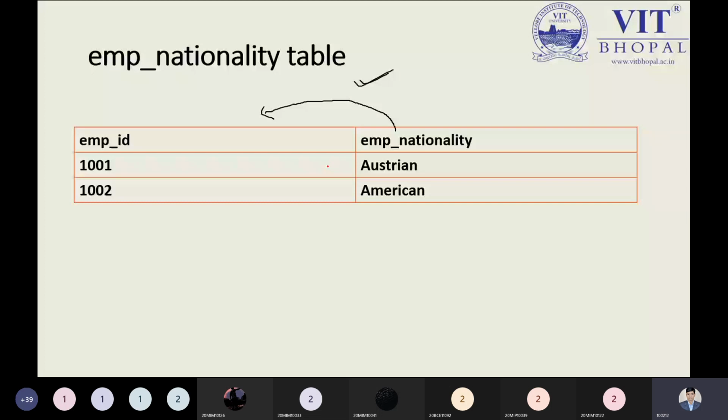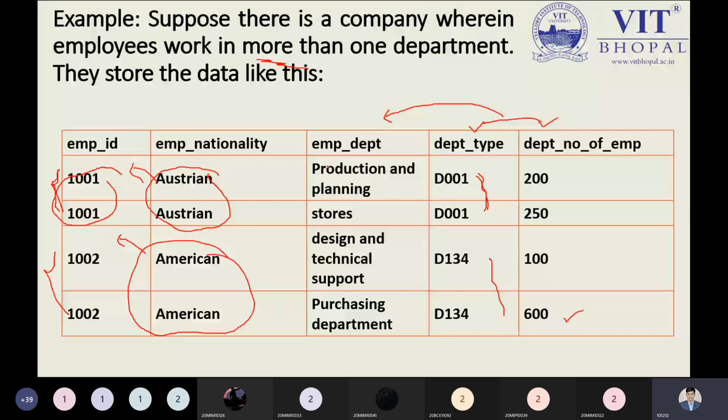So decomposition should be done properly. Once you have done the wrong decomposition, you are following the lossy decomposition. Please keep in mind, because decomposition is the biggest step. And after this point, you can observe over here department type we have. So number of the department employees and employee department we can also make.